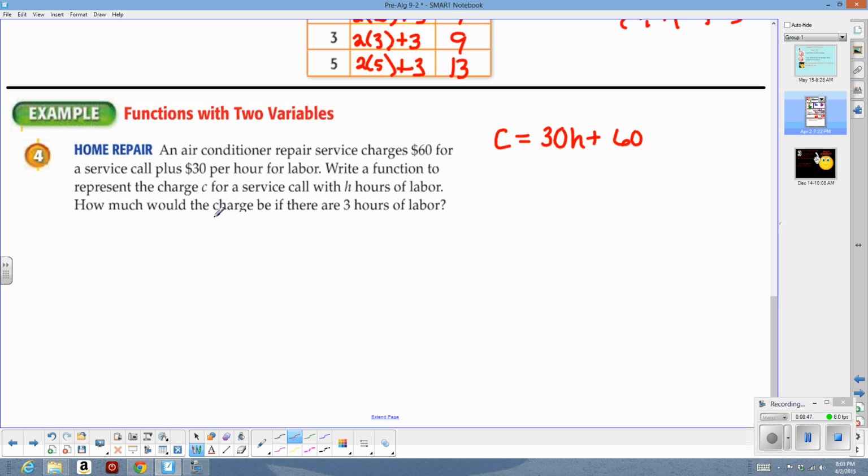Now, how much would the charge be if there are 3 hours of labor? We're going to plug in 3 for the hours. So the charge is equal to 30 times 3 plus 60. 30 times 3 is 90, and 90 plus 60 is $150.